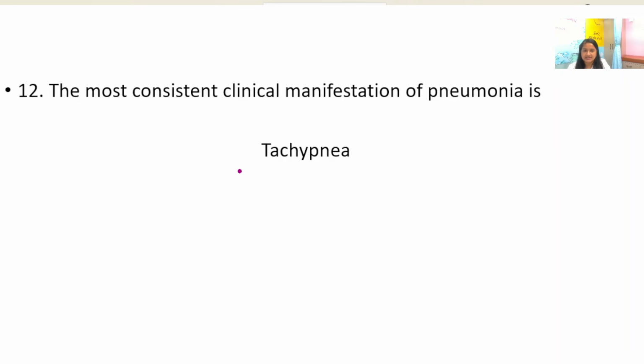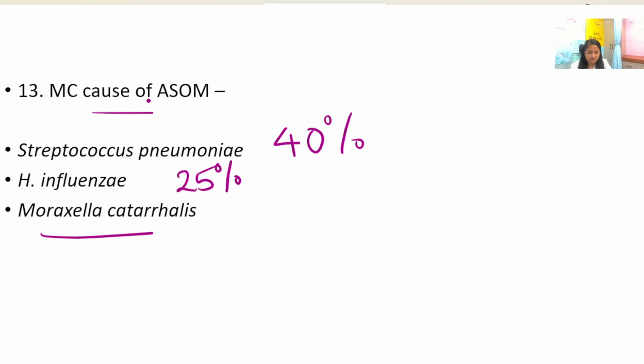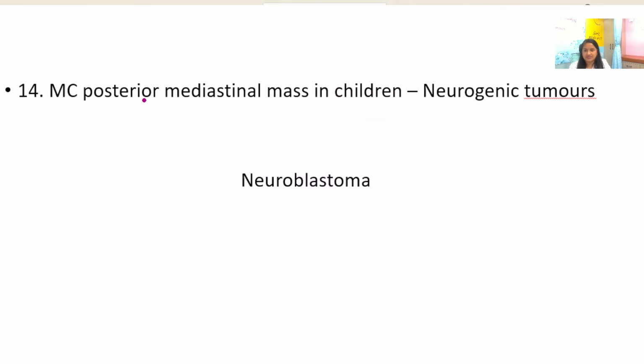The most consistent clinical manifestation of pneumonia is tachypnea. Most common cause of ASOM is Streptococcus pneumoniae, which is nearly 40% of cases, H. influenzae, which is nearly 25% of cases, and Moraxella catarrhalis. These are the most common causes of acute suppurative otitis media.